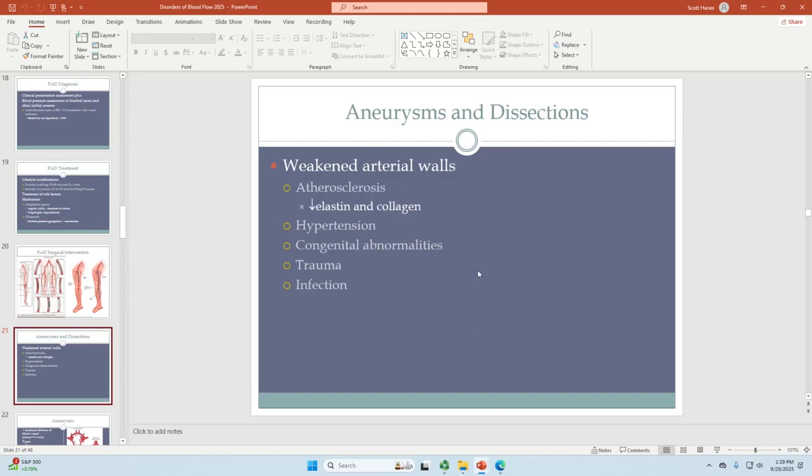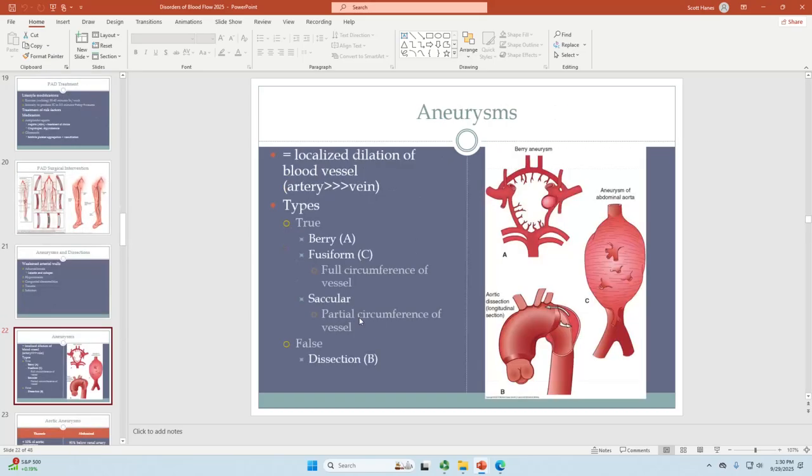So this is typically a result of atherosclerosis, but more so, not so much on the plaque formation side, but more on the ability of atherosclerosis to weaken arterial walls, particularly in high pressure, high volume of blood sort of areas, okay? And it does that by decreasing elastin and collagen formation in those areas. So that's by far the most common etiology, but certainly hypertension, some congenital abnormalities, specific trauma, and certain infections can do that as well. But from our standpoint, we're just going to focus on the atherosclerosis part of it.